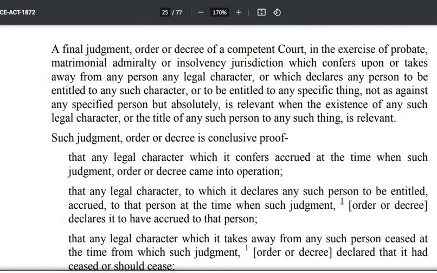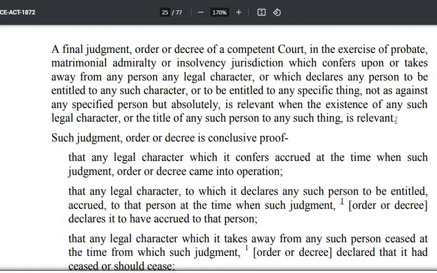Read it once again. A final judgment, order or decree of a competent court in exercise of probate, matrimonial, admiralty or insolvency jurisdiction, which confers upon or takes away from any person any legal character, or which declares any person to be entitled to any such character or to be entitled to any specific thing, not as against any specified person but absolutely, is relevant when the existence of any such legal character or the title of any such person to any such thing is relevant.